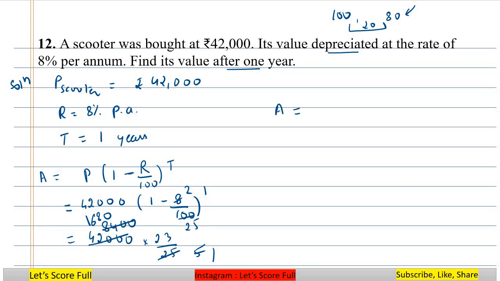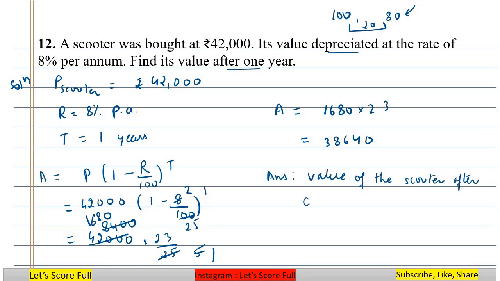So the amount is coming 1680 multiplied by 23. And when you multiply this, it is 38640. So the depreciated value, the value of the scooter after 1 year, will be 38,640. So the final answer you can write: value of the scooter after 1 year is rupees 38,640, right? So that is the end of the chapter.